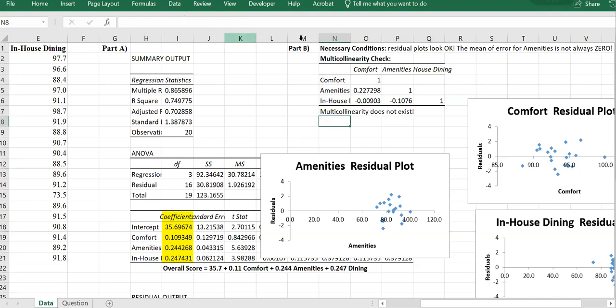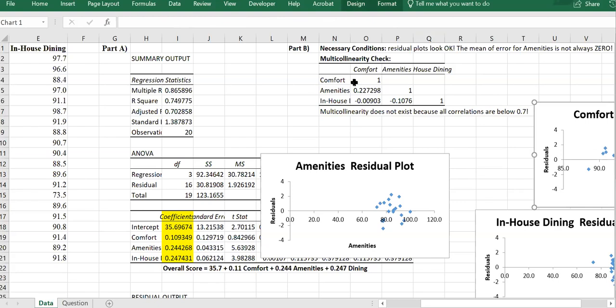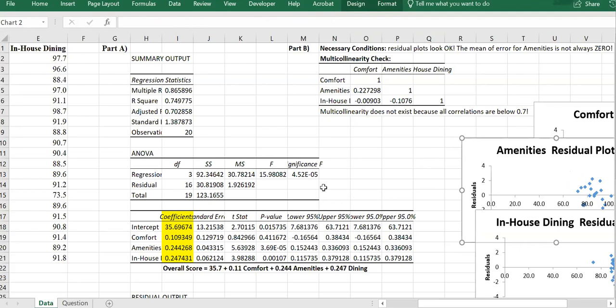Basically, this is not a problem anymore, because it does not exist: all correlations are small, and by small I mean below 0.7. All right. Okay, so multicollinearity does not exist. Necessary conditions are more or less satisfied. I can go ahead and perform the statistical inference.